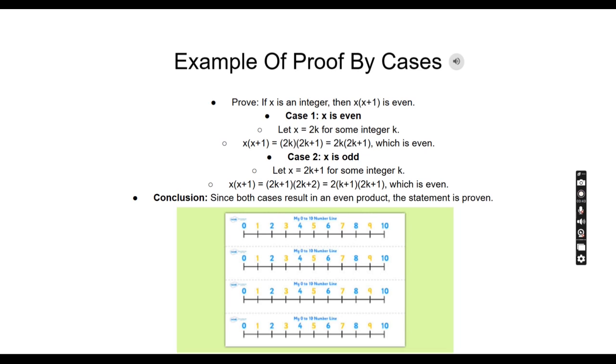Case 2 is x is odd. If x is odd, we express it as x = 2k + 1, where k is an integer. Then x(x + 1) = (2k + 1)(2k + 2). Since 2k + 2 is even, the product is even. The conclusion of these examples is that it is an even product. We have successfully proven the statement in each case.